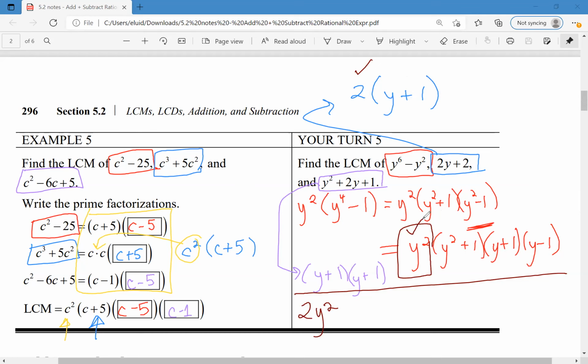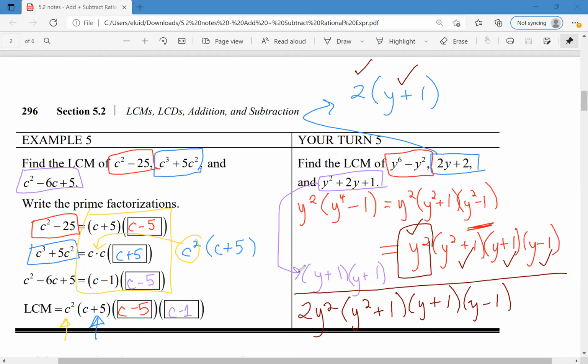Okay, what else? Let's see, let's go back. We'll work on the red one now. Y squared plus 1. And then y plus 1, y minus 1. We'll just copy all of that down. Okay, y squared plus 1, y plus 1, y minus 1. Now, moving to this second expression, the 2y plus 1, we already have the 2, we took care of that. What about this y plus 1? Did we already write down a factor of y plus 1? Yes, we did. So it's actually already taken care of.